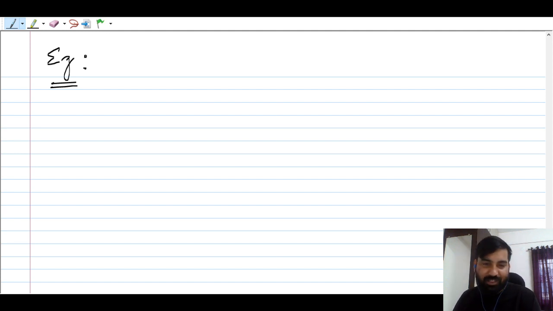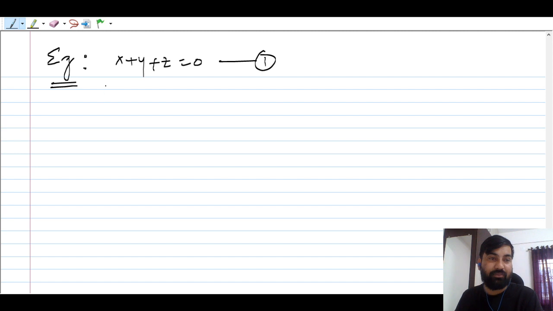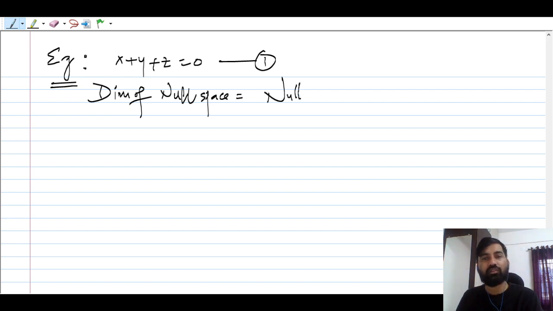Remember this. So suppose you are given only one equation, x plus y plus z equal to 0. Only one equation is given, so the number of unknowns is more. You will get infinitely many solutions in this case. If you want to find the dimension of null space, what can you do? The dimension of null space is known as nullity. So how to find this nullity? Nullity is going to be equal to the number of free variables, n minus r.